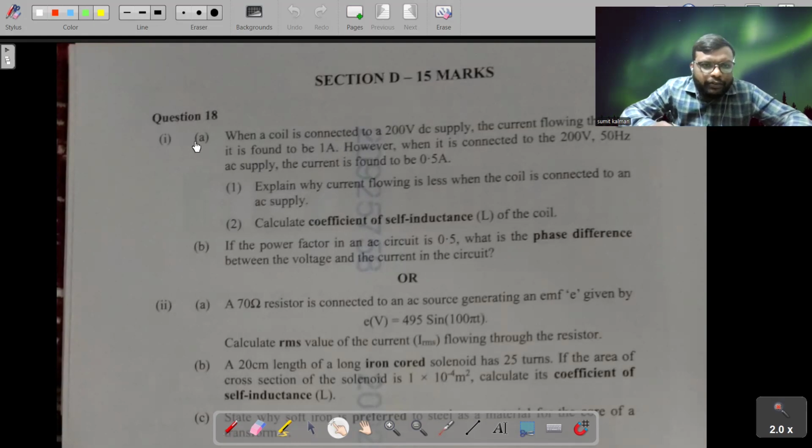Now, students, the first question is like this. They have asked, when a coil is connected to a 200 volt DC supply, the current flowing through it is found to be 1 ampere. However, when it is connected to the 200 volt 50 hertz AC supply, the current is found to be 0.5 ampere. In first part, they are asking explain why current flowing is less when the coil is connected to an AC supply. And second part, you have to calculate coefficient of self inductance L of the coil.